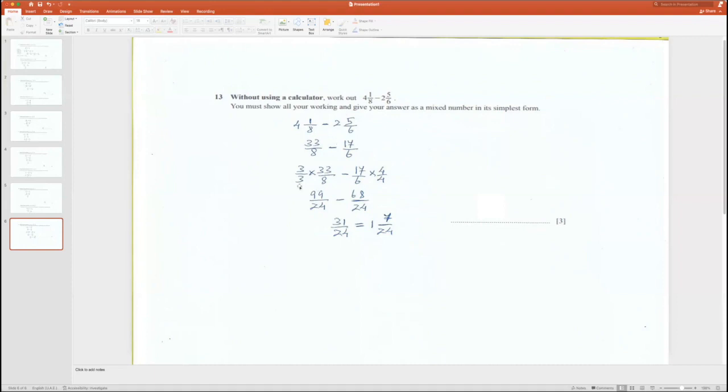To get the 24, we have to multiply this by 3 and this by 4. Then 3 times 33, 99 over 24. This one, 17 times 4, 68 over 24. We can subtract these numerators. Then 31 over 24. Now we can write this as a mixed number. 31 divided by 24, then 1 is the whole number and the remainder is 7. The answer is this.